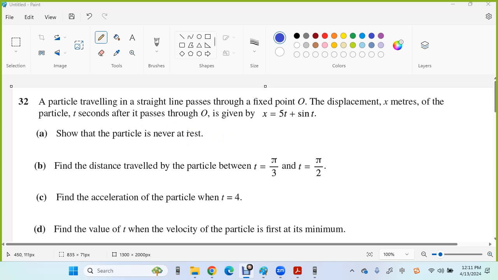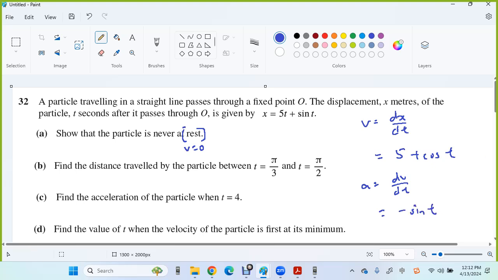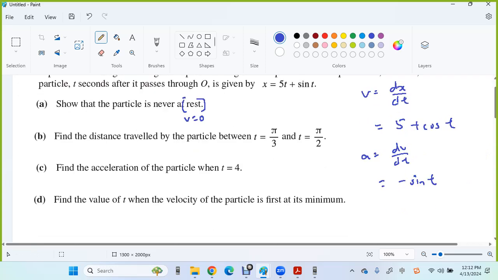At rest, we know that velocity equals 0. So we know that v is dx/dt. Then it will be 5 plus cos t. And then a will be dv/dt, which will be negative sin t.